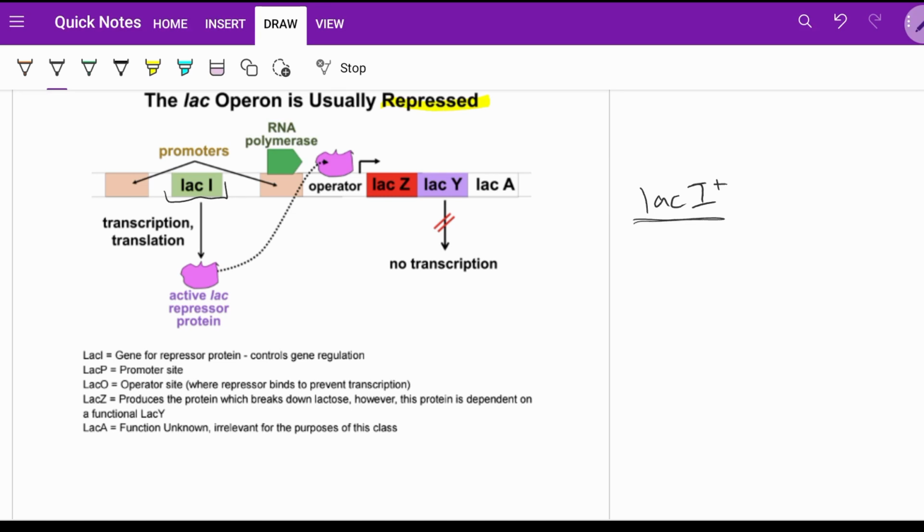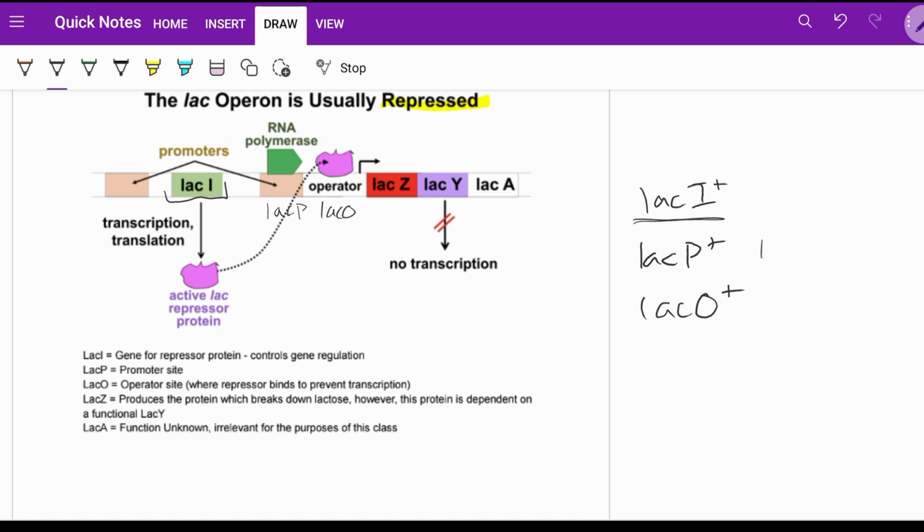We also have, this is shown as lac P. It's the promoter, where RNA polymerase binds. And then we have lac O, which is the operator. The normal type is lac P plus and lac O plus.